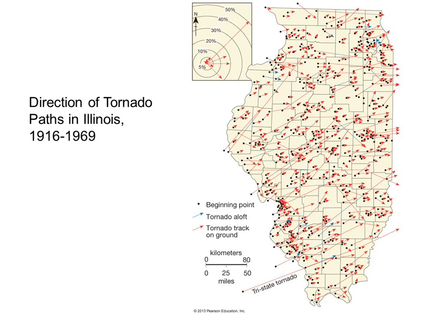So this is a map of Illinois, and each one of those segments is actually a tornado. The length of the segment shows you how long it lasted. The colors are blue and red. Blue means it didn't hit the ground, it was a funnel cloud basically, and red means it was a tornado on the ground. Look at this one right here, the tri-state tornado. That one was 1925, I think.